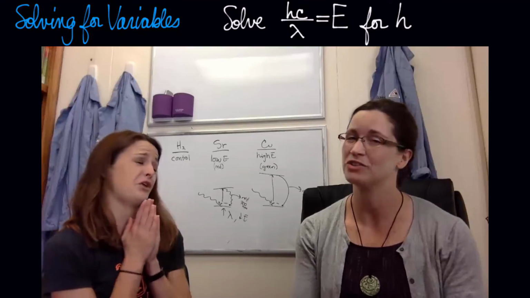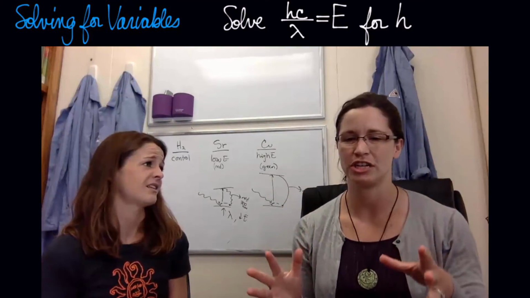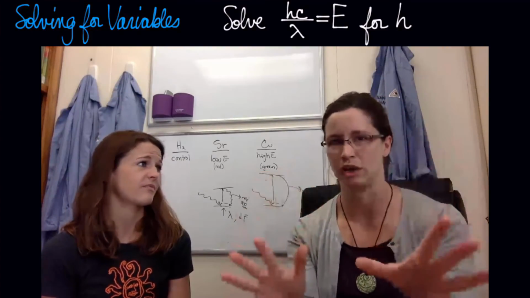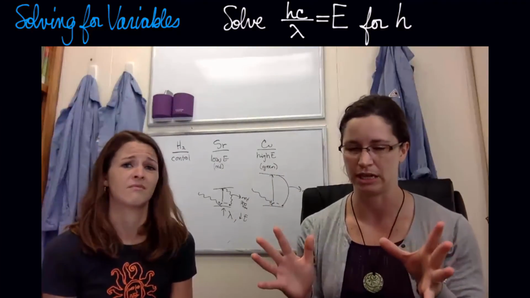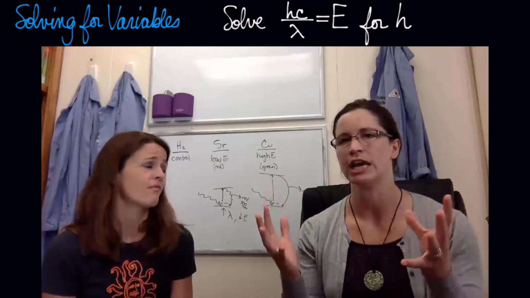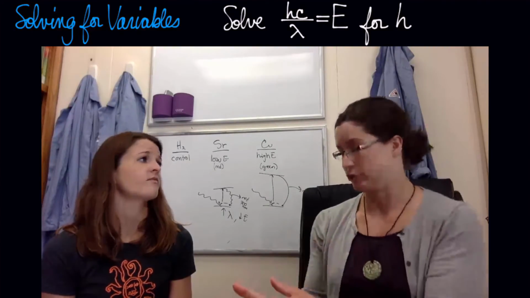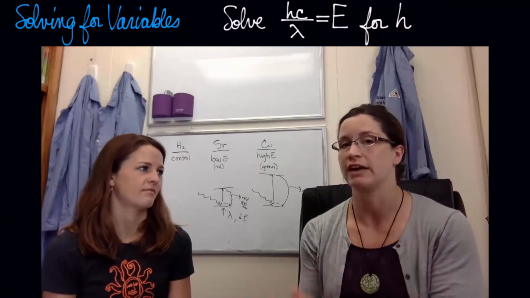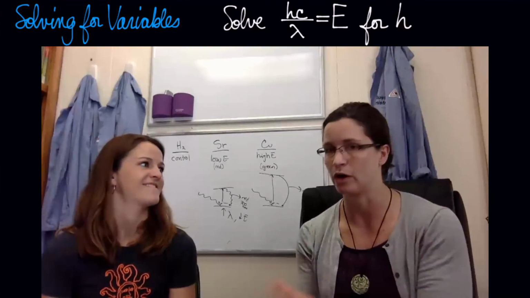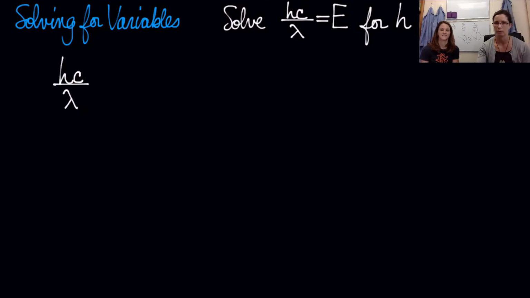Yeah, absolutely. My go-to strategy here: this problem on the screen is really hard. hc over lambda is equal to E, and you have to solve it for h, and there's so many letters. So I always try to cook up an example from basic algebra that's easier, that has mostly numbers. Here's our problem: h times c over lambda is equal to E, and what we're trying to do is isolate h. The goal is to have just h on one side and whatever on the other side.